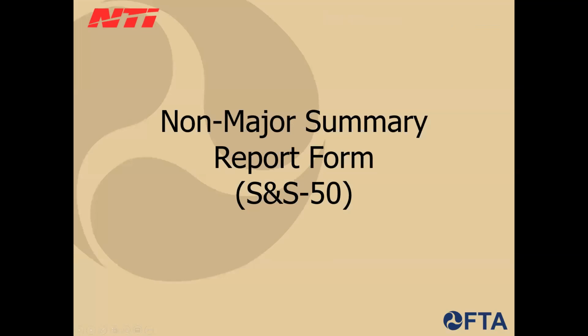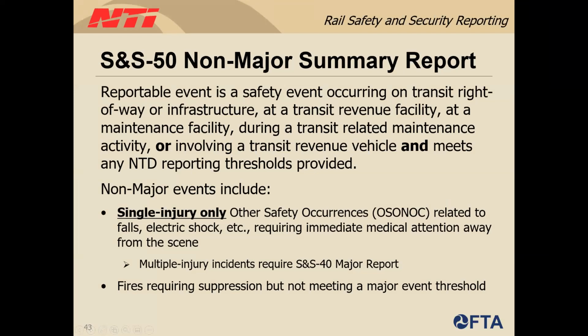Now we'll look at the non-major reporting of SNS 50. The definition of a reportable event is a safety event occurring on transit right-of-way or infrastructure, at a transit revenue facility, at a maintenance facility, during a transit-related maintenance activity, or involving a transit revenue vehicle. These safety events must meet the single injury only threshold and are related to falls, electric shock, smoke, etc. If the safety event results in multiple injuries, the event is bumped up to a major report.